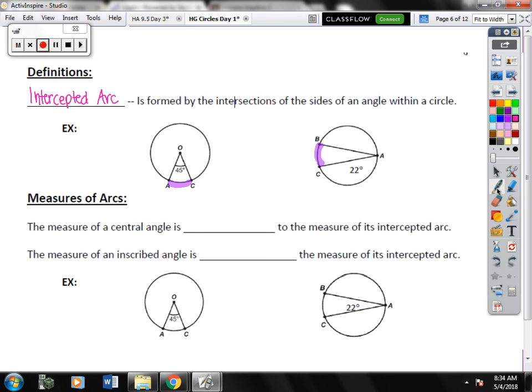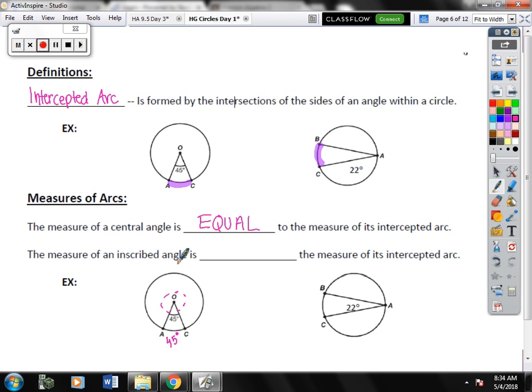Okay, so we have two kind of formulas for this. If you have a central angle, remember that the central angle is going to be equal to the measure of its intercepted arc. So if this is 45, this arc is 45. Central and its arc are the same measurement. That's because there's 360 degrees around here, and there's 360 degrees that would go around here. So those are the same thing.